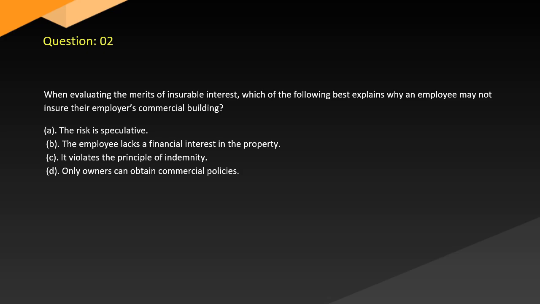Question 2. When evaluating the merits of insurable interest, which of the following best explains why an employee may not insure their employer's commercial building? A. The risk is speculative. B. The employee lacks financial interest in the property. C. It violates the principle of indemnity. D. Only owners can obtain commercial policies.